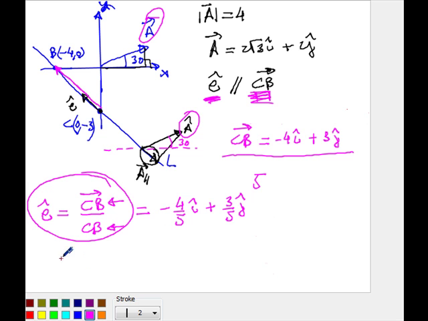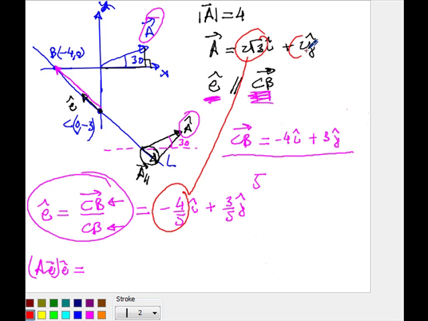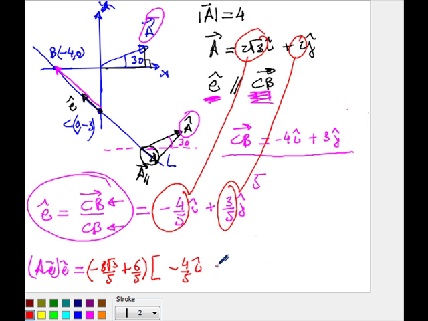So A dot E times E again will give us, we need to multiply all the x components together, so this times this plus this times this, and we will multiply this result by the E vector again. So we will end up with -8 square root of 3 divided by 5 plus 6 divided by 5, and this number will be multiplied by the unit vector again, which is -4/5 I plus 3/5 J. And this should give us our A parallel.